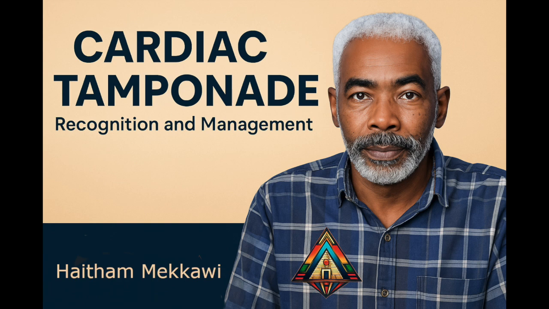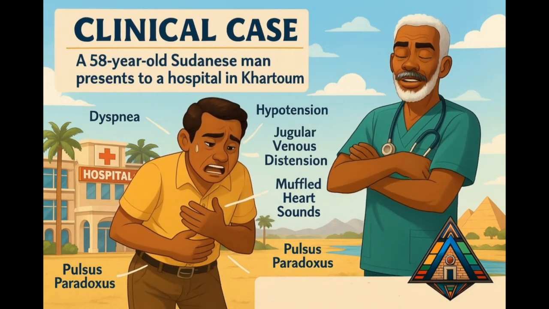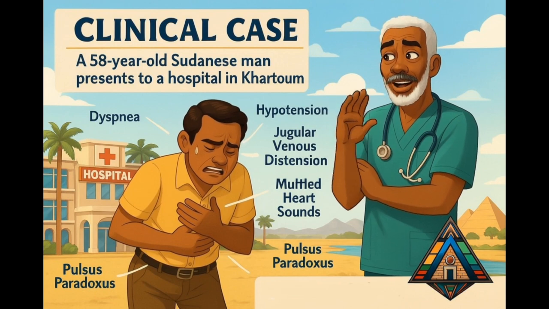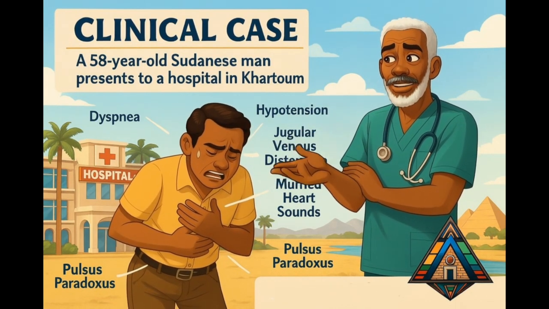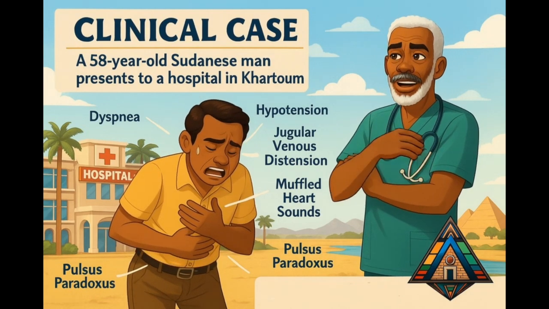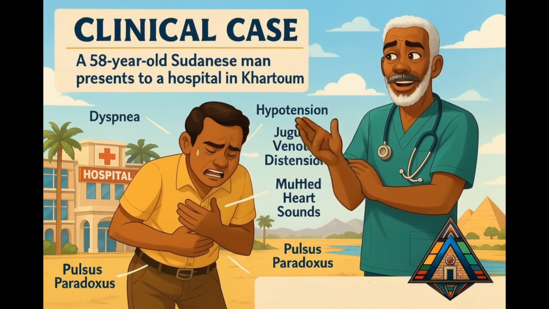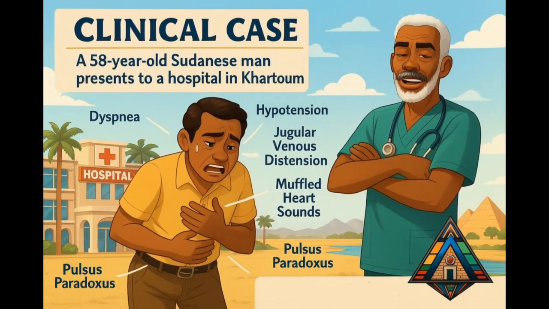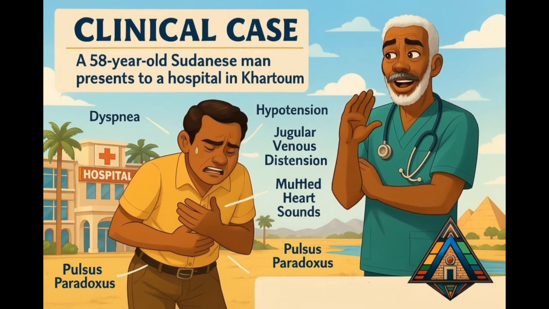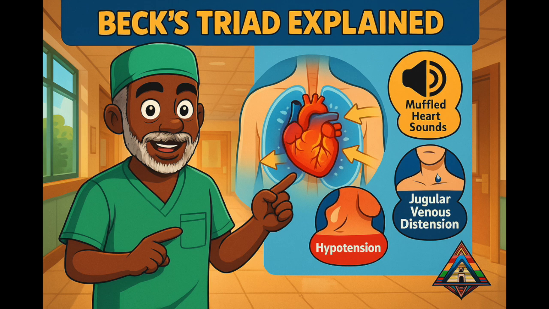Before diving deeper, let us begin with a real clinical scenario because tamponade is not an academic concept. It is a condition you may face suddenly, often with very little warning. A middle-aged man arrives in the emergency department after a road traffic accident. He is tachycardic, restless, and complaining of severe shortness of breath. His jugular veins are distended, his heart sounds are muffled, and his blood pressure is falling with each breath, a classic pulsus paradoxus. Within minutes, his condition deteriorates into profound hypotension. This is tamponade until proven otherwise.